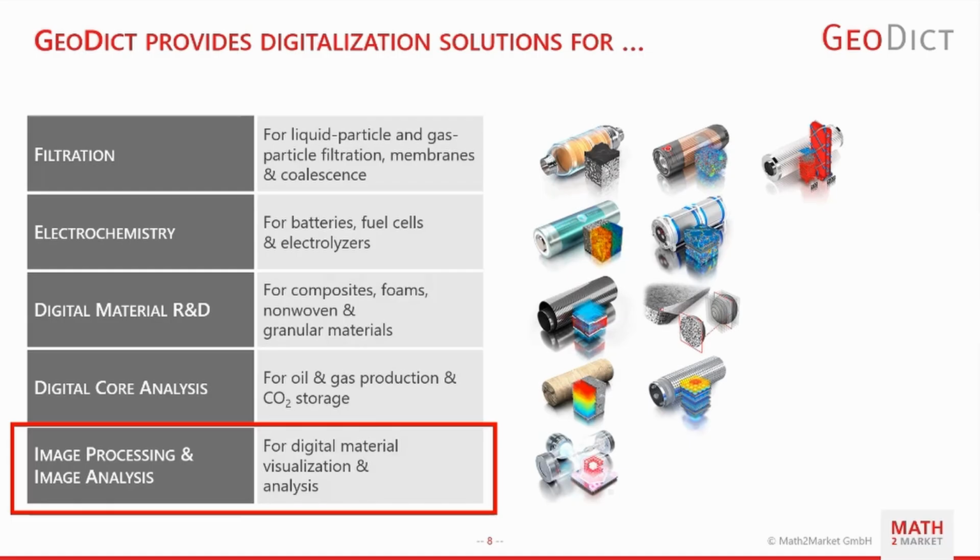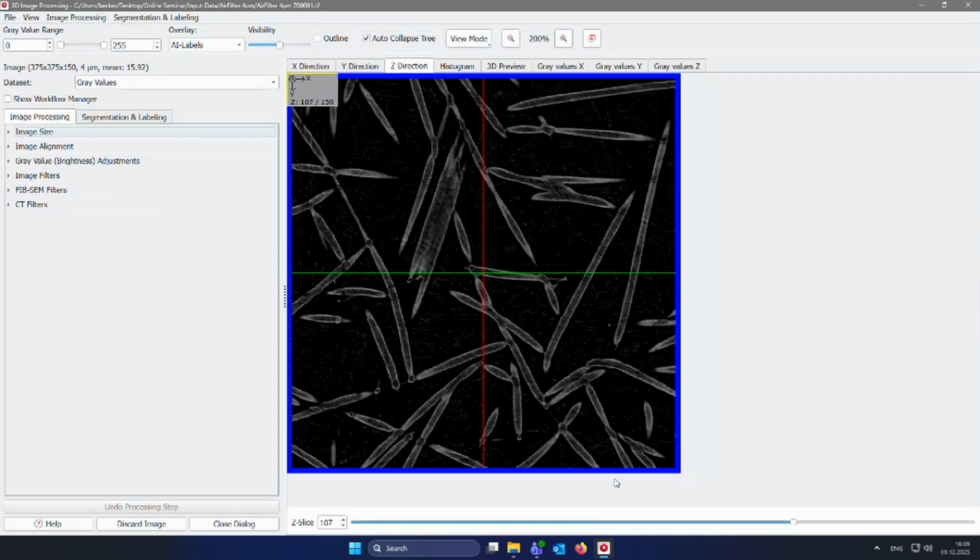At first, we look at general improvements in image processing and image analysis that are useful to all the business areas. For this, I'll switch back to the software.